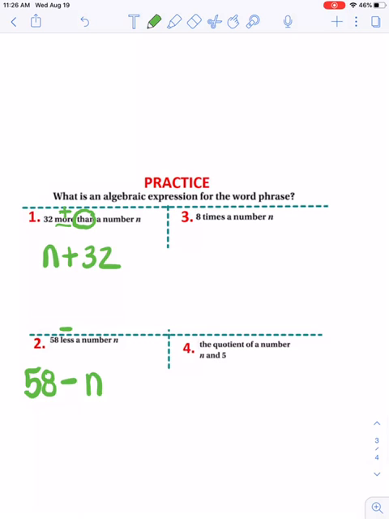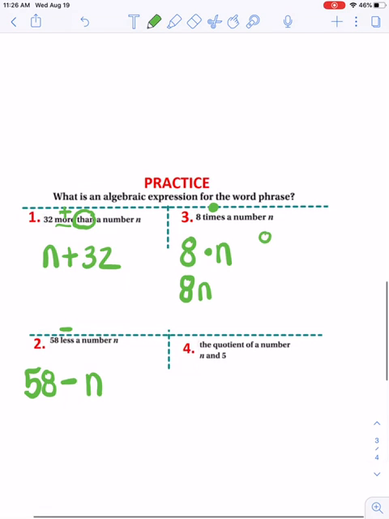For 3, it says 8 times a number n. Again, no turnaround words, no "than" or "from." Times I know is multiplication. So I'd say 8 times n. Other ways you can write multiplication, you can say 8n. You can just have them touching. When a number and a variable are touching, that means multiplication.